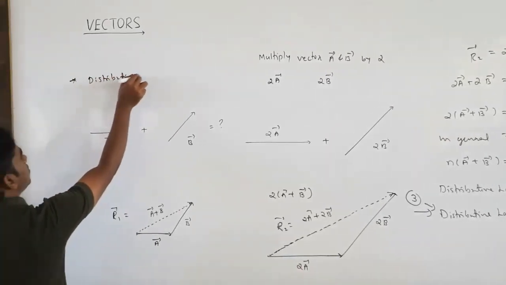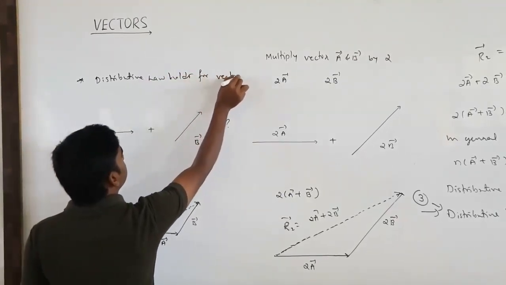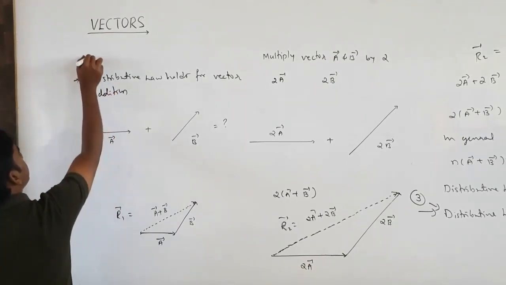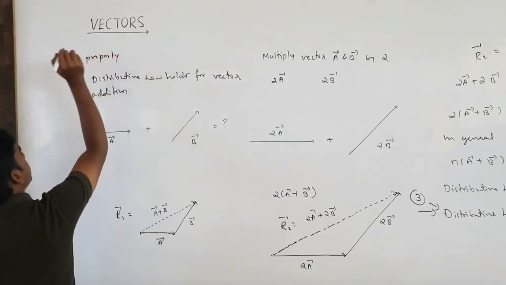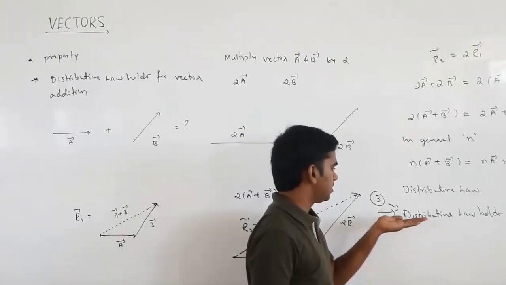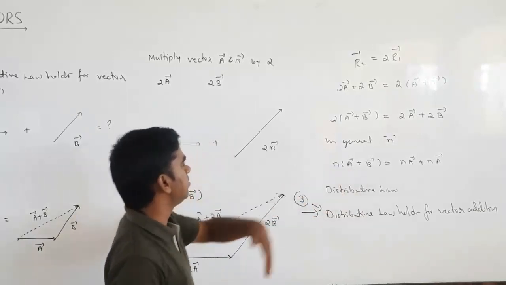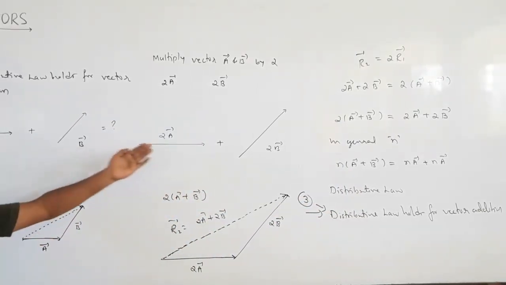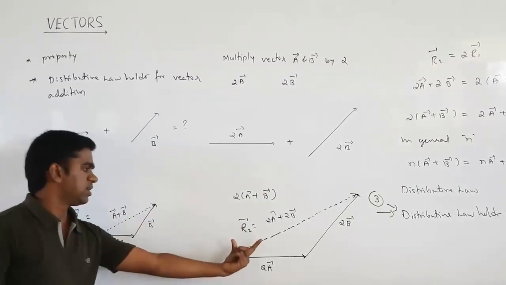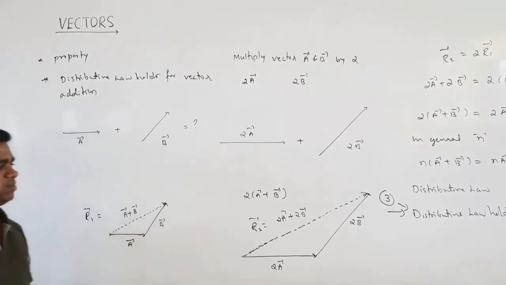So distributive law holds for vector addition. Again, this will also come under properties. What you have to do is state the statement that distributive law holds for vector addition, then write this statement. Then you can take two vectors and take the multiplication of those vectors, so you can show that the resultant of 2A plus 2B is 2 times (A plus B). That will prove the distributive law.